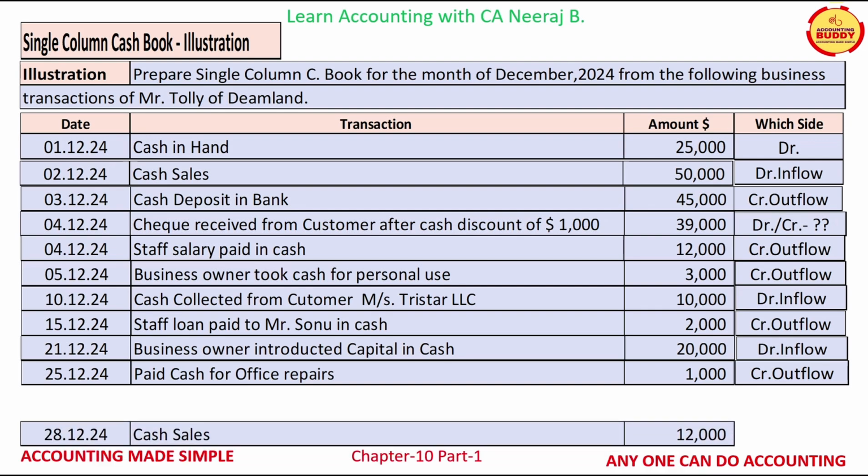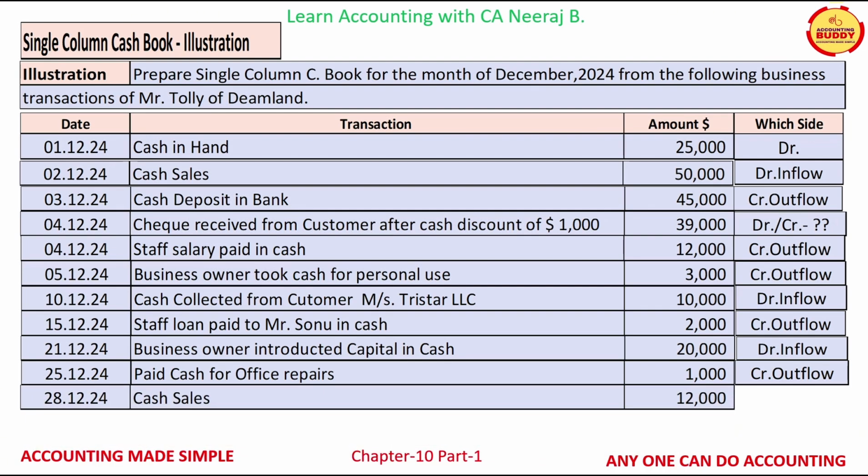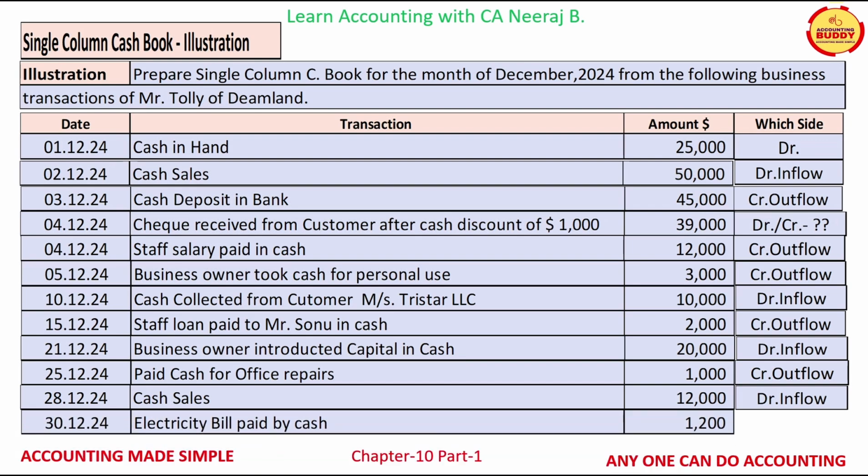On 28th December, business again did a cash sales for $12,000. This transaction will be recorded on the left hand debit side of the cash book as it is an inflow of cash. On 30th December, business paid electricity bill for $1,200 in cash. This transaction will be recorded on the right hand credit side of the cash book as it is a cash outflow.